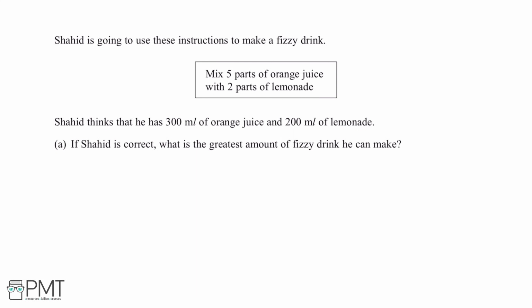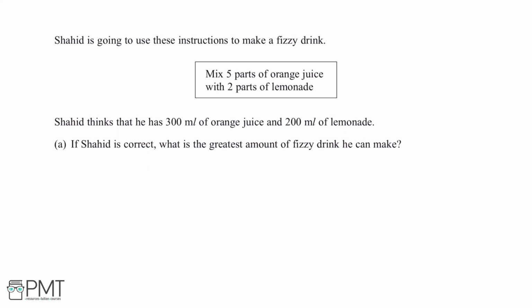So the first thing we're going to want to work out is which of these drinks is going to be the limiting factor when making the fizzy drink. So we can do this by working out how many millilitres of each drink we'll have per part based on the amount of drinks Shahid thinks he has.